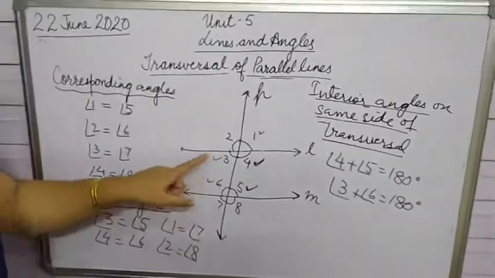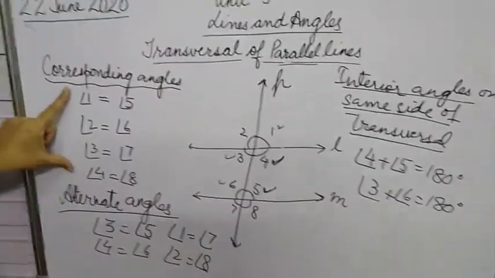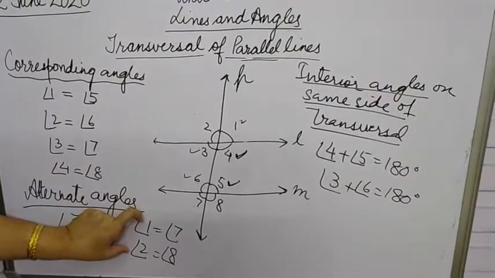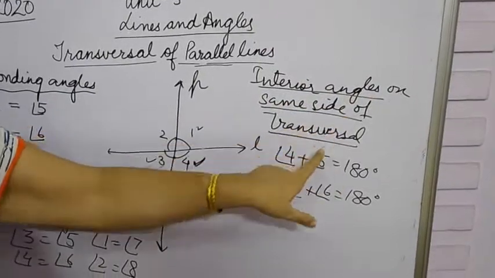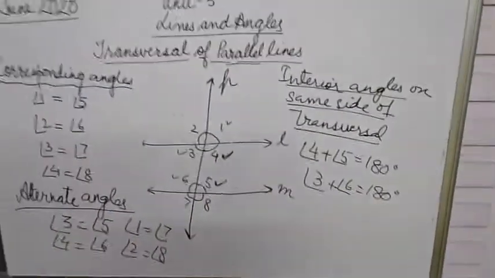So whenever two parallel lines are cut by a transversal, corresponding angles are equal, alternate interior and alternate exterior angles are equal, and interior angles on the same side of the transversal, their sum is always equal to 180 degrees.